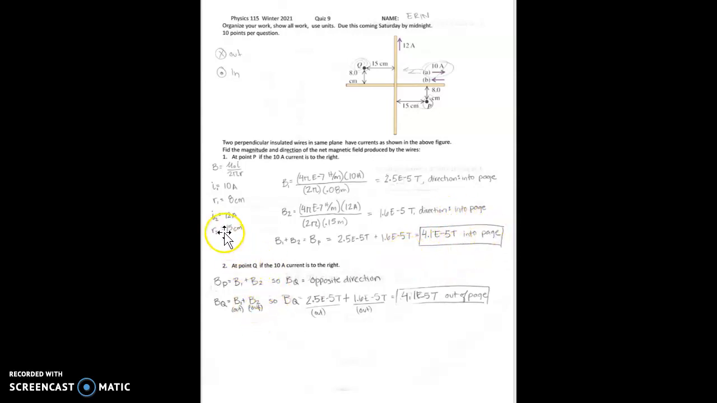And at point Q up here, it's essentially the exact same thing, but it's going the other direction because it's on the other side. And because both of these are coming out of the page at that point, because the current's still going to the same side. So this one made sense to me.